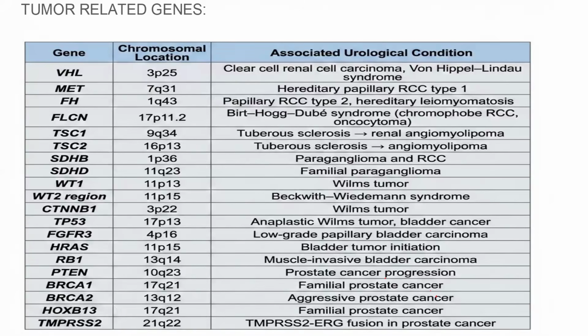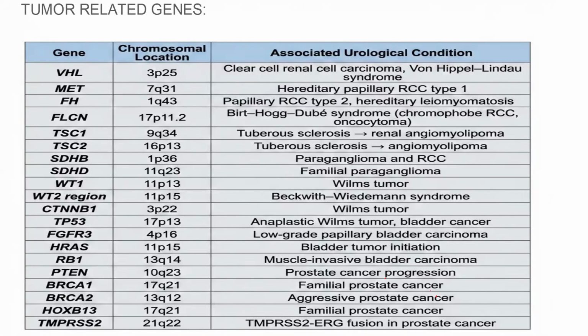So some of the tumor related genes which are commonly asked are VHL gene on 3p25 for renal clear cell carcinoma, MET in 7q31 for hereditary papillary RCC, FH gene in 1q43 for papillary RCC. Then we have the WT1 gene on 11p13 for Wilms tumor, TP53 17p13 for anaplastic Wilms tumor, FGFR3 gene on 4p16 for low-grade papillary bladder cancers.